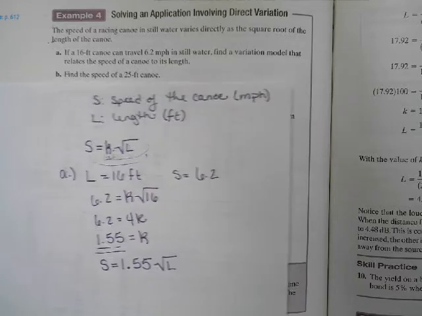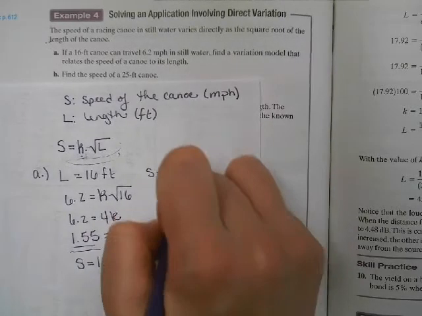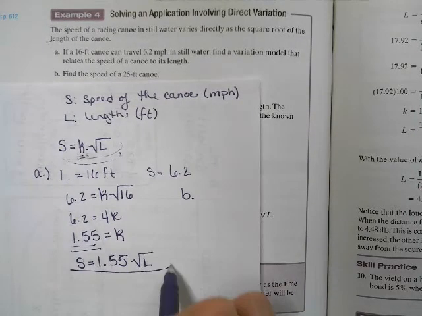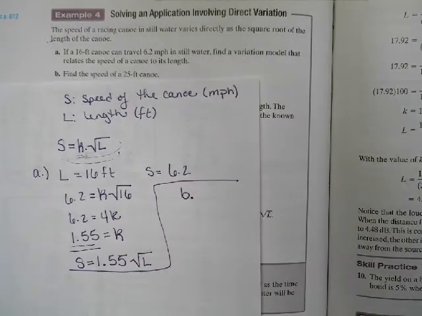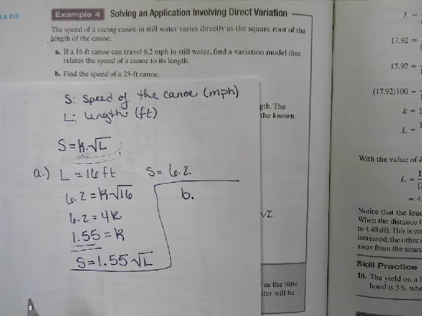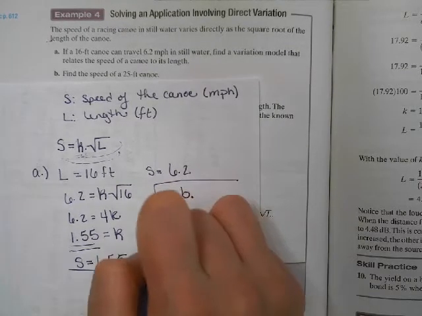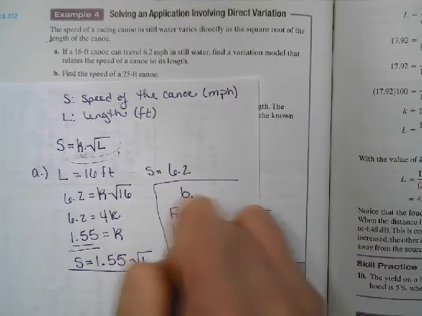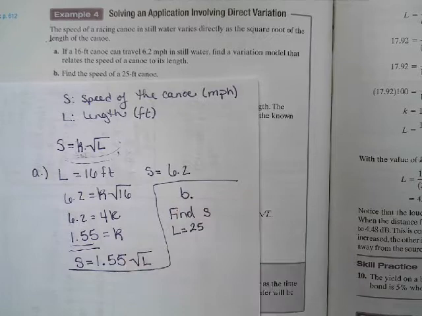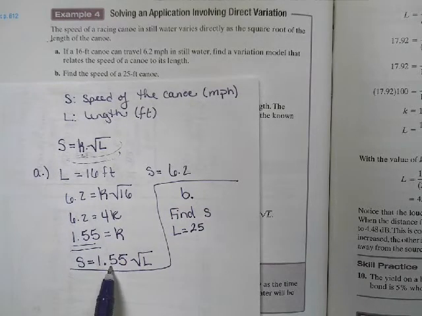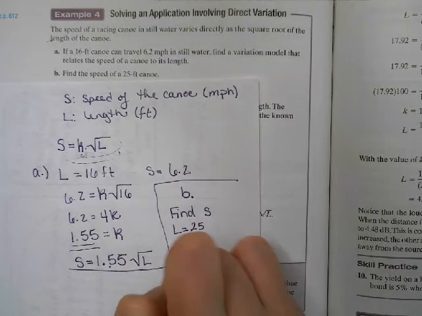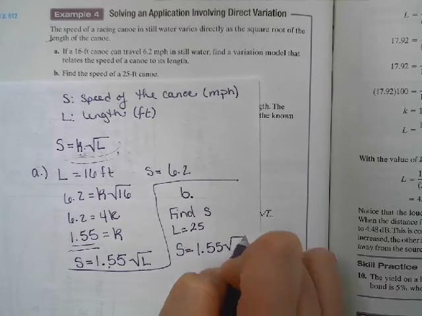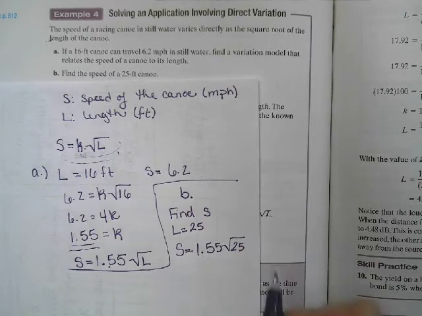Question B says, now find the speed of a 25-foot canoe. So for question B, the information given to us is we want to find speed. And then they tell us length is 25 feet. So then we just plug it into the model that we just found. We don't know speed. We know k, 1.55, and we know the length.